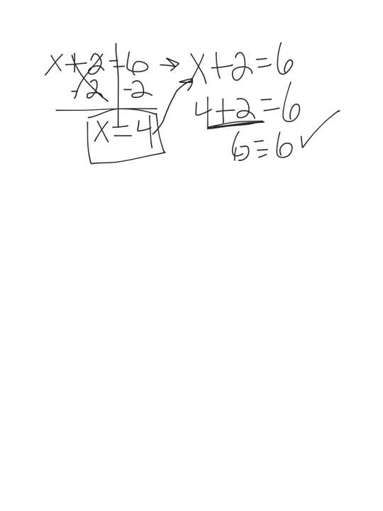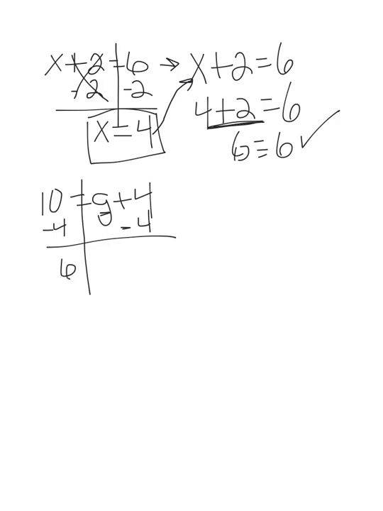We'll do one more addition. I have 10 equals g plus 4. I need to draw my line. My variable this time is on the right side here. So I need to get rid of positive 4. So the inverse of plus 4 is to subtract 4. 10 minus 4 is 6. I'm left with g, and then this is 0. So I have that 6 is equal to g.